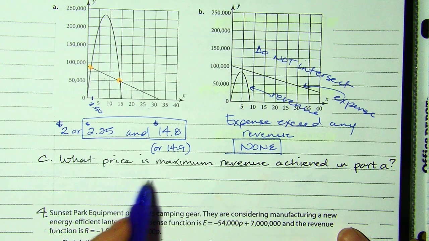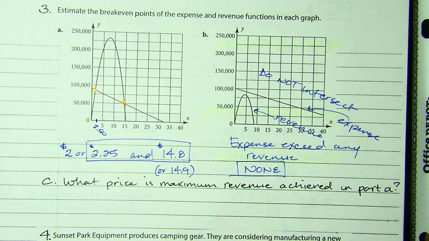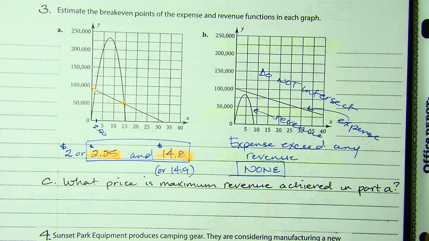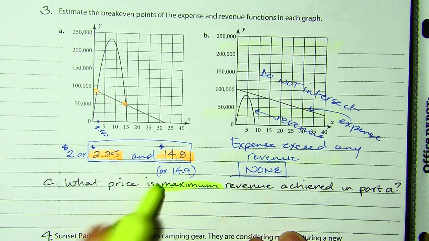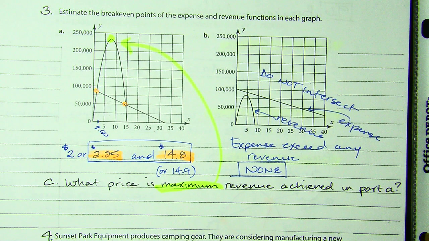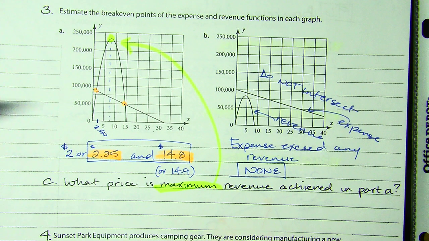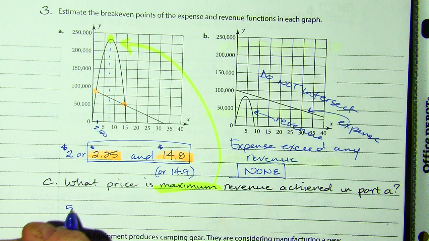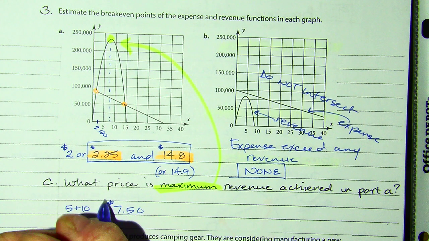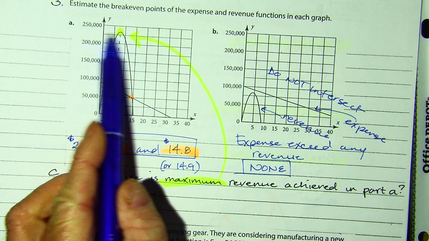What price is maximum revenue achieved in part A? Now remember, this is part A. Maximum is this point up here, that very top. And so I'm looking at the price. And so that is halfway between 5 and 10, so 5 plus 10 divided by 2 would be 7.50. So I'm estimating that at the price of 7.50, you would make your maximum revenue, that top point.